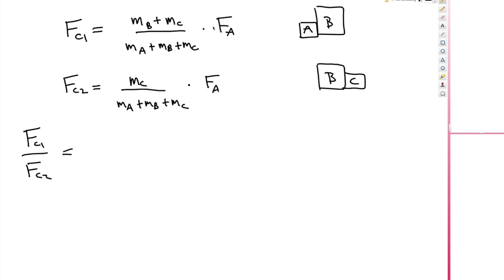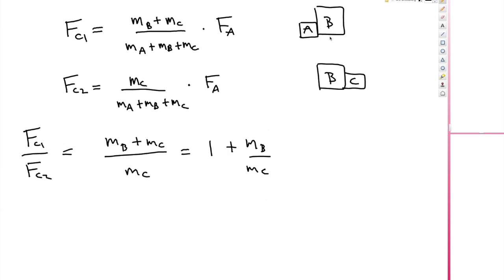Okay, so if you take that ratio, for example, FC1 divided by FC2, all these terms are the same. So what you simply get is MB plus MC divided by MC, which I can simplify a little bit. Therefore you see that you're always adding a number here. If you give me any value for the mass of block B, the force FC1 is automatically going to be bigger than FC2 because this ratio between the forces is going to be bigger than 1.